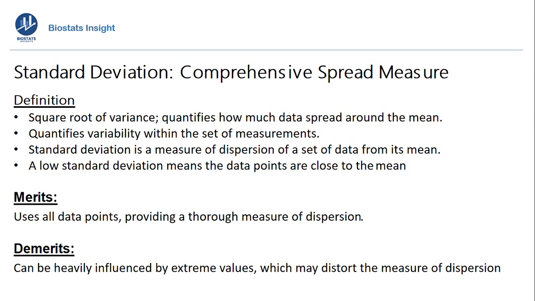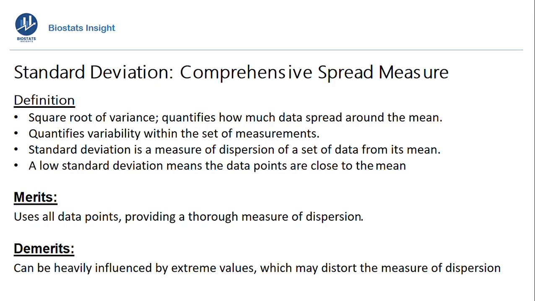Standard deviation is a comprehensive spread measure. It is the square root of variance, or you can say it shows how much data is spread around the mean. With the help of standard deviation, you can understand how much data is spread surrounding the mean. It quantifies variability within the set of data. Standard deviation is a measure of dispersion of a set of data from its mean. A low standard deviation means a large share of data points is close to the mean.